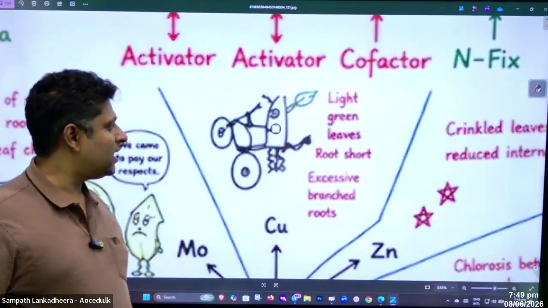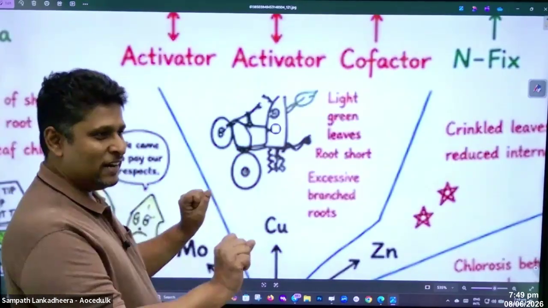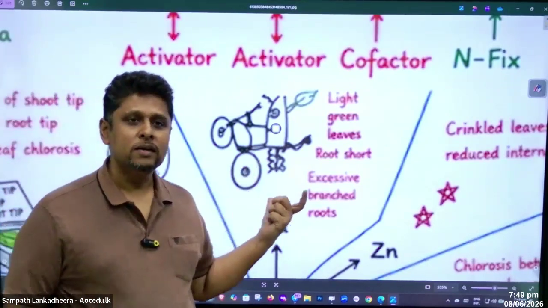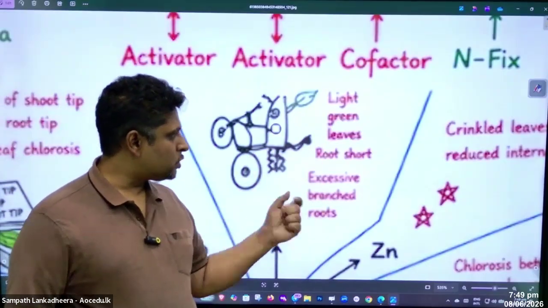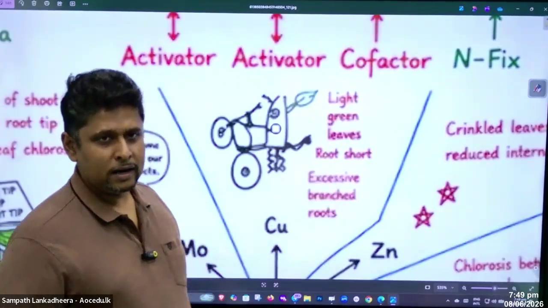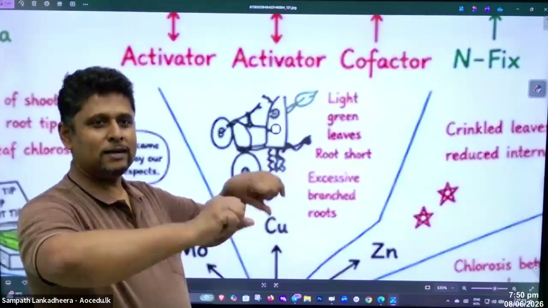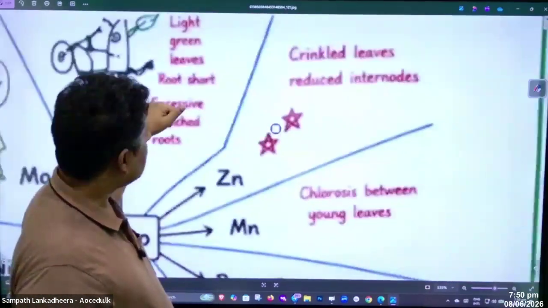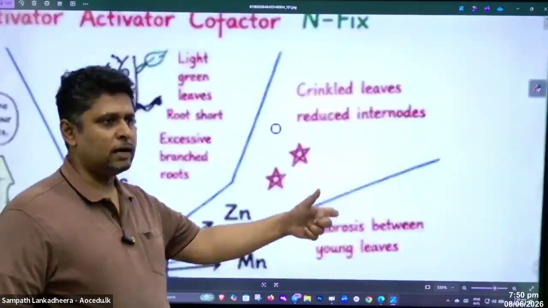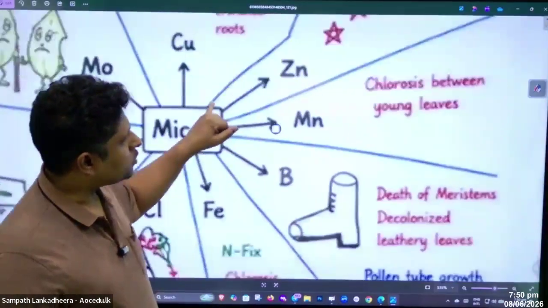Then comes copper. This is stunting: stunted roots, light green leaves, root stunt. Excessive branch roots are going to form. And here, the crinkle little star: calcium and zinc both result in crinkling of the leaves. Reduced internodes also occur.